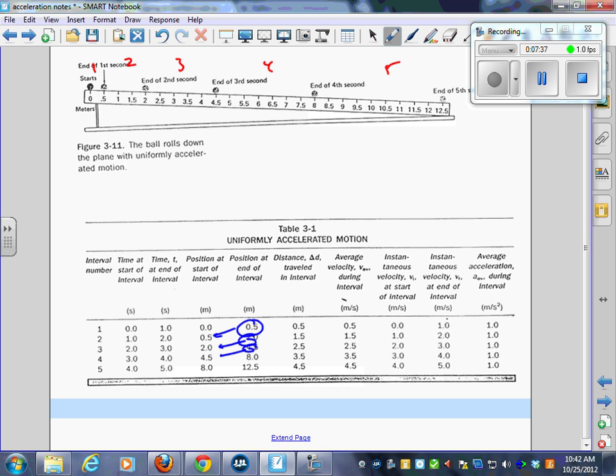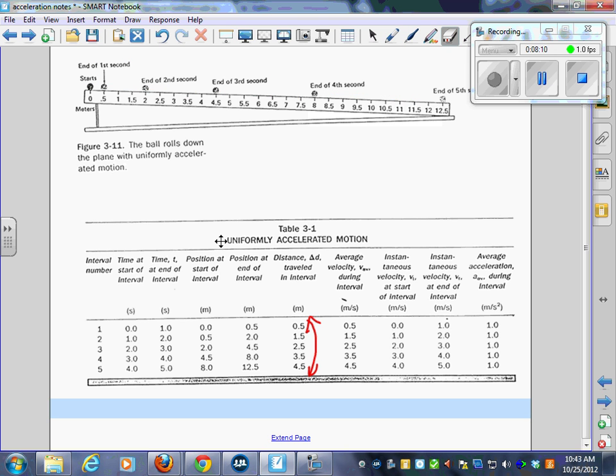Now, the next one is important here: the distance traveled in the interval. If it starts at 0 and ends at 0.5, how far does it go? 0.5. If it starts at 0.5 and goes to 2, how far did it go? 1.5. If it starts at 2 and ends at 4.5, how far did it go? 2.5, right? These numbers are going up. That's the length of each of those intervals.